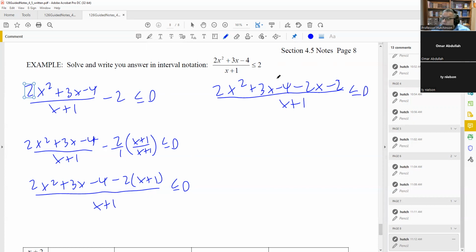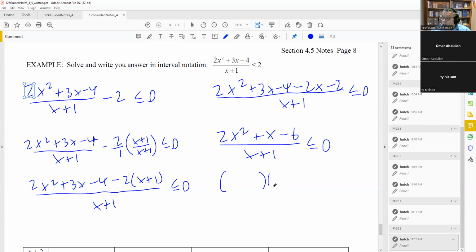I want to add the like terms together on this. So I get 3x minus 2x is just plus x. Negative 4 minus 2 is a minus 6. All that's over x plus 1, less than or equal to 0. Now I have one fraction less than or equal to 0. This is the one that you want to factor. That's why you notice I didn't factor the original problem, because that does not have a 0 on the right hand side. It's only when you have a single fraction with a 0 on the other side that you want to go ahead and factor.